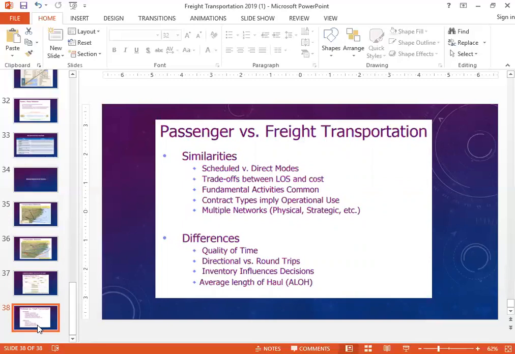Also, if you're transporting goods, it's usually a one-way direction. And for passengers, they're usually round trips. Inventory influences the decisions in the case of freight transportation. That's not an issue in passenger transportation. And the average length of haul, how long it takes to get goods from one place to another, is a little bit different in both of these modes of transportation.